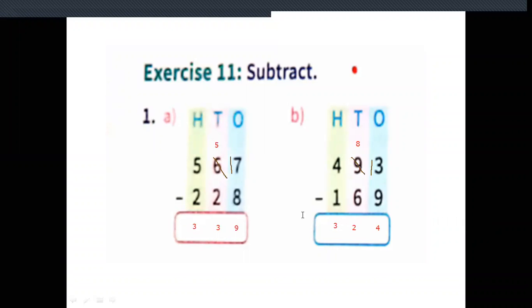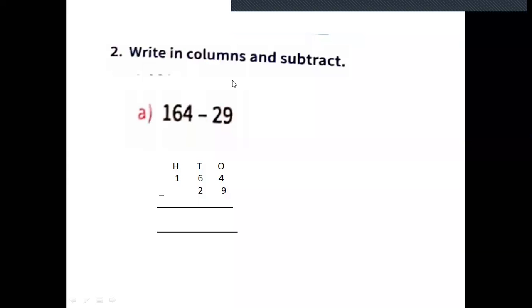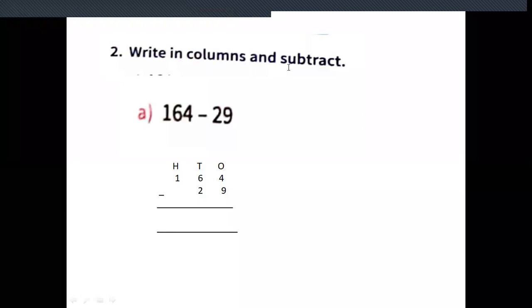Okay. I hope you all understood this concept. Now I will show you how to write and subtract. See here, write in column and subtract. Write in column and subtract means you have to write hundreds, tens, ones. And see here, 164, how are you writing? 1 hundred you are putting in the hundreds place, 6 tens you are putting in the tens place, and 4 ones you are putting in the ones place.